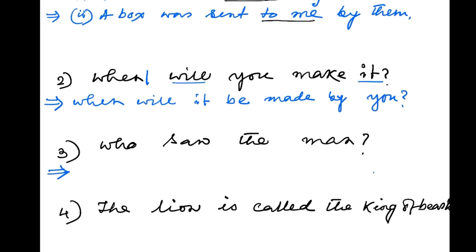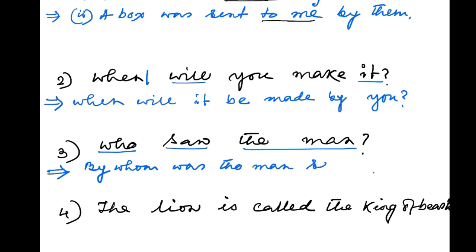Now come to this sentence. Now, who saw the man? It is also an interrogative sentence, you know, and it begins with who. Who will go to the passive voice as what? You know, by whom? By whom? This is the object. And this is past indefinite tense, so you will get one was. By whom was the man seen? By whom was the man seen?